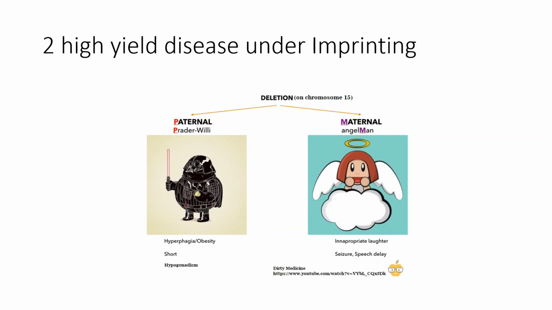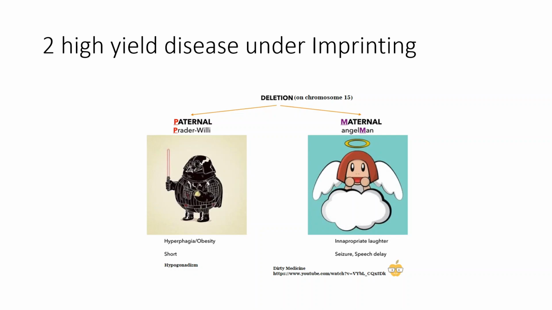And looking at this picture mnemonic, by the way, this picture is from Dirty Medicine on the YouTube link that I shared here. Prader-Willi, this child, as a child, had failure to thrive. As the child grew older, this child cannot stop eating. He keeps eating. The parents will start to hide food from this child. He becomes so obese and short. And when you look at this Darth Vader picture here, this guy does not have testicles. It's just reflecting the hypogonadism that we have in Prader-Willi.